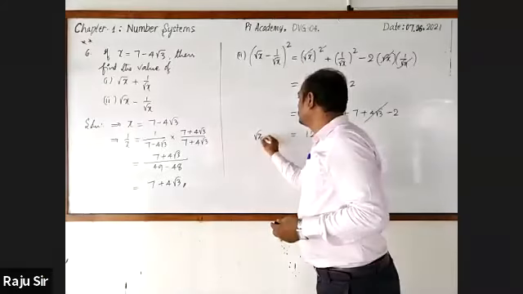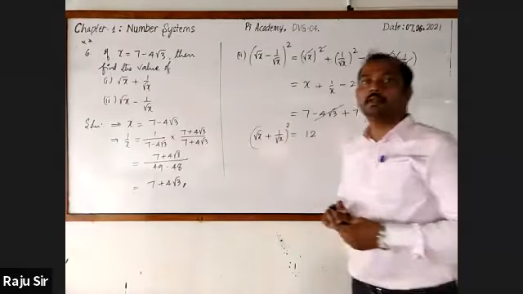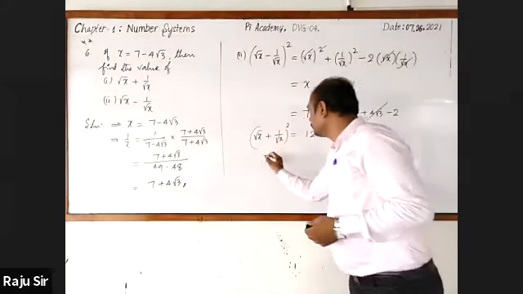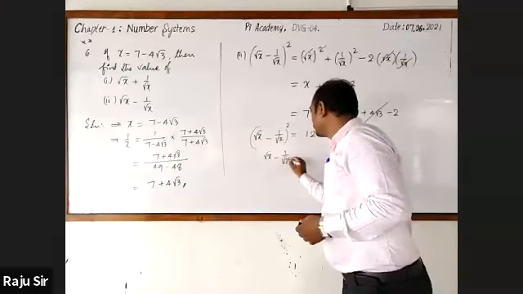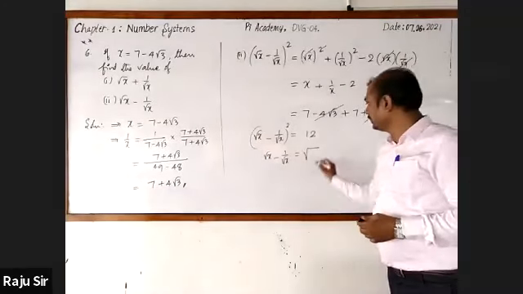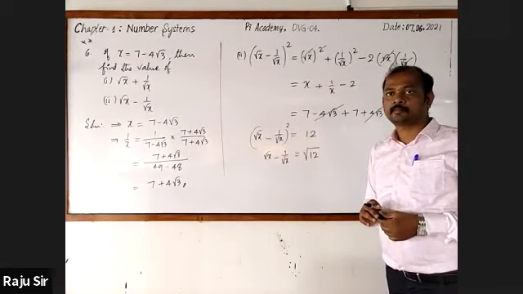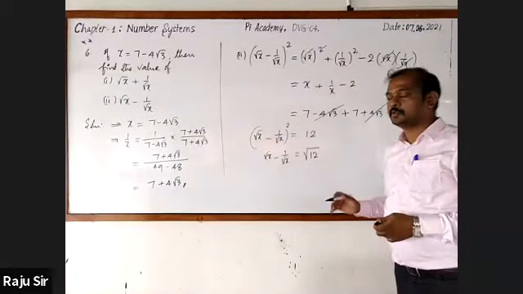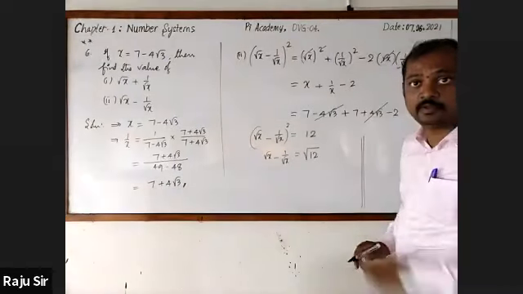This is root x plus 1 by root x whole square. But we want root x plus, sorry, minus 1 by root x. Sir, minus. Minus 1 by root x is equal to, your square is there, apply root. It will be root 12. Just look at it.